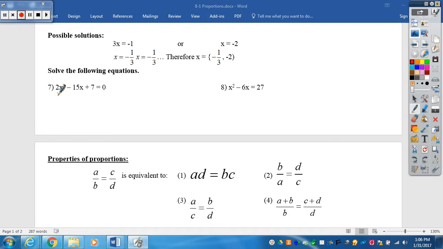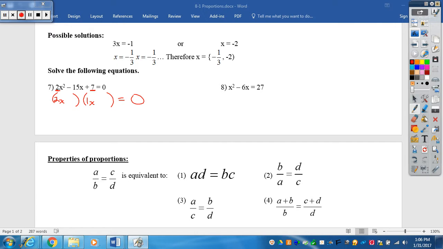So if I go ahead and factor out this quadratic right here, the question I want to ask myself is, what are the factors of 2? 2 and 1, right? What are the factors of 7? 7 and 1. Now let me put the x's here too, 2x and 1x. That equals 2x squared.